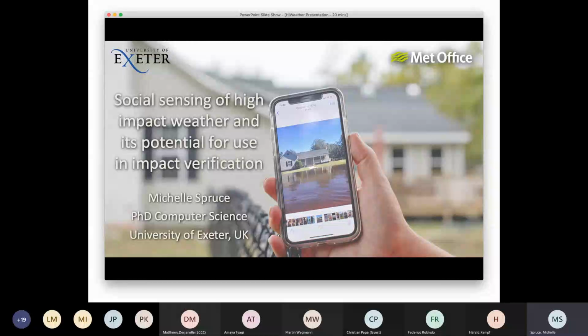So my name is Michelle Spruce. I'm a PhD student at the University of Exeter in the UK, very much interested in assessing the social impacts of extreme weather. However, today I'm going to talk to you about a study which we're getting ready for publication regarding using social sensing of high impact weather and see if it's useful in impact verification.